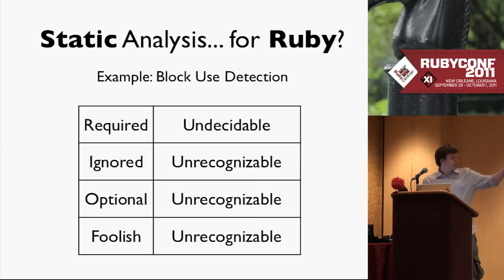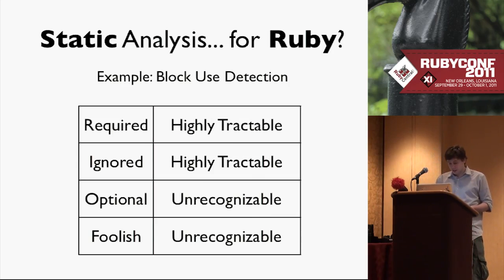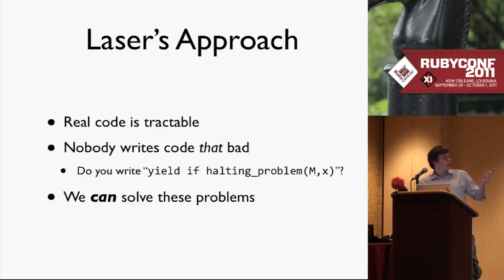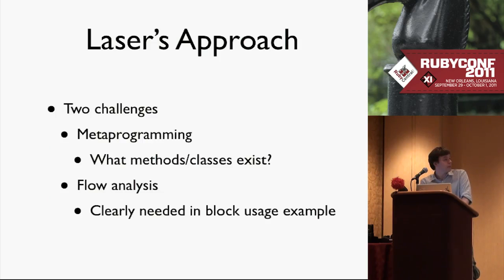Now, because these are undecidable and unrecognizable, you can always write a method that it can't figure out. And that's okay, because no one actually writes yield if the halting problem is true for a given thing. You don't write that code. If you do, then Laser's not the tool for you. And I'm sorry. But the truth is, real code is tractable for a lot of these problems. And that's why we write these tools. That's why we're interested.